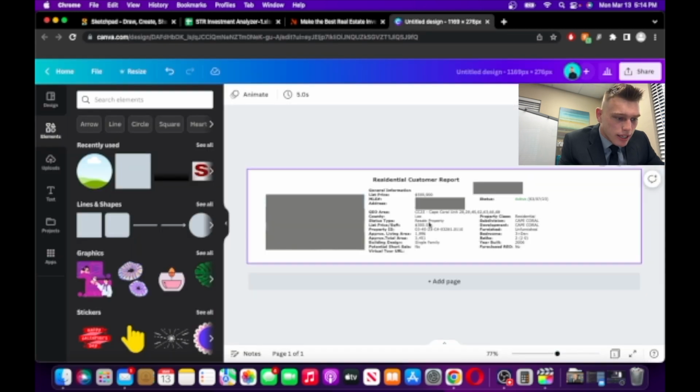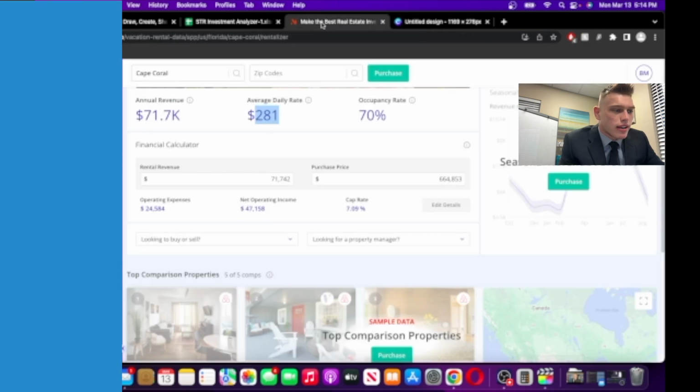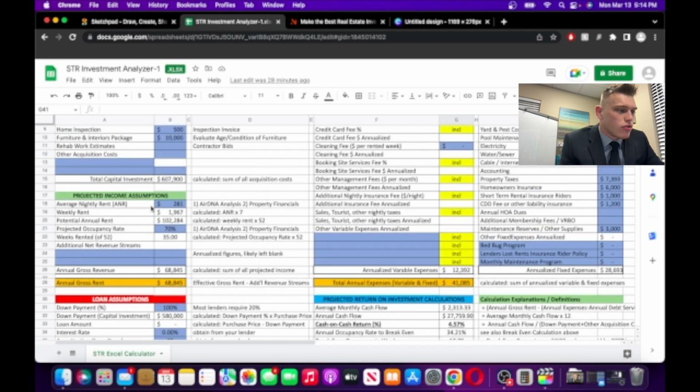The property is, any more information on here that we need? No. So let's go ahead and plug it into our rental calculator. Our average nightly rent here is giving us $281 with a 70% occupancy rate. So we're going to take that over to our calculator.